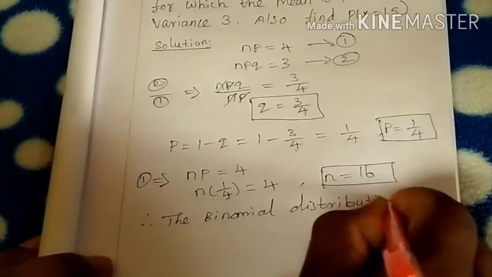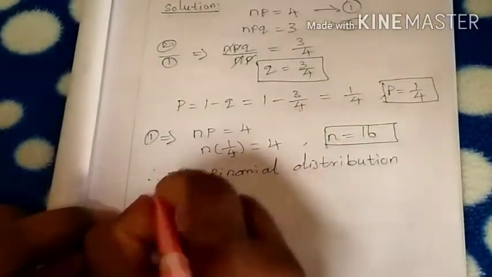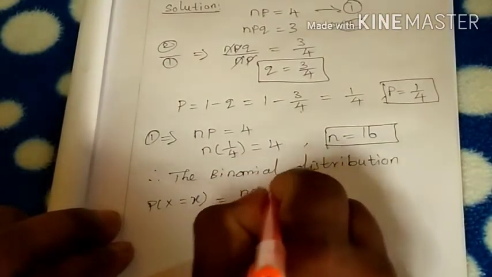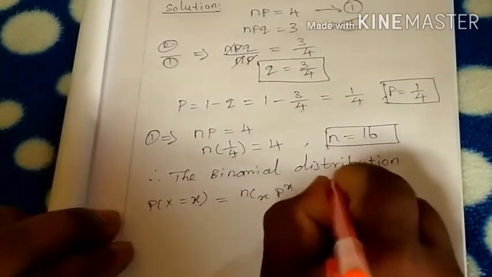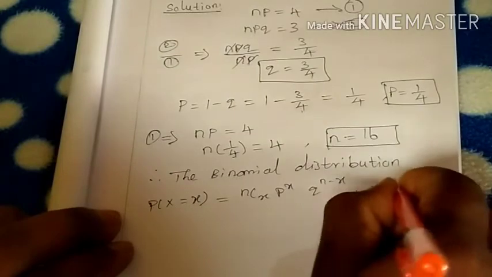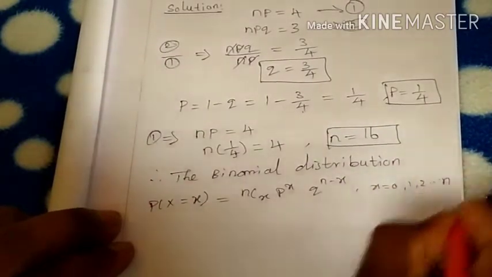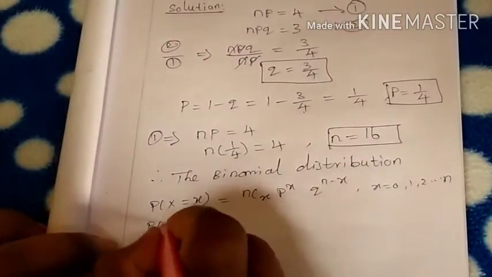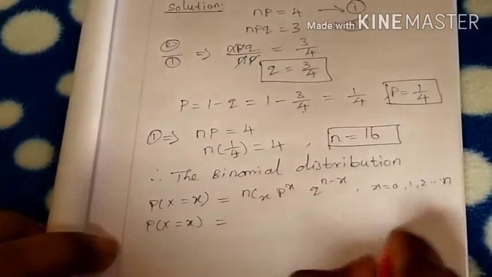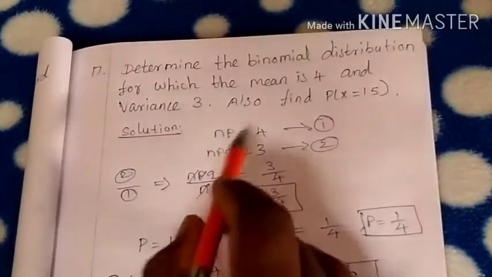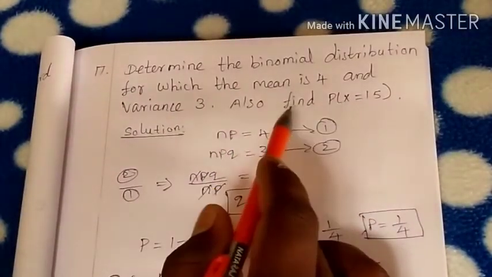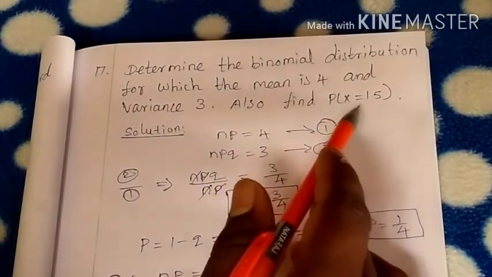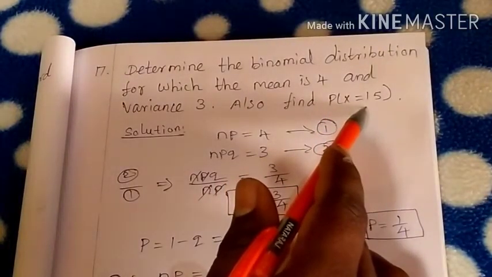The binomial distribution P(X = x) is equal to nCx, p power x, q power n minus x, where x is equal to 0, 1, 2 and so on up to n. Okay, this is our general form. So substituting here x is equal to x, because the given question is to determine the binomial distribution, then also find P(X = 15). First find out the general form, then replacing x value with 15 we get the answer.